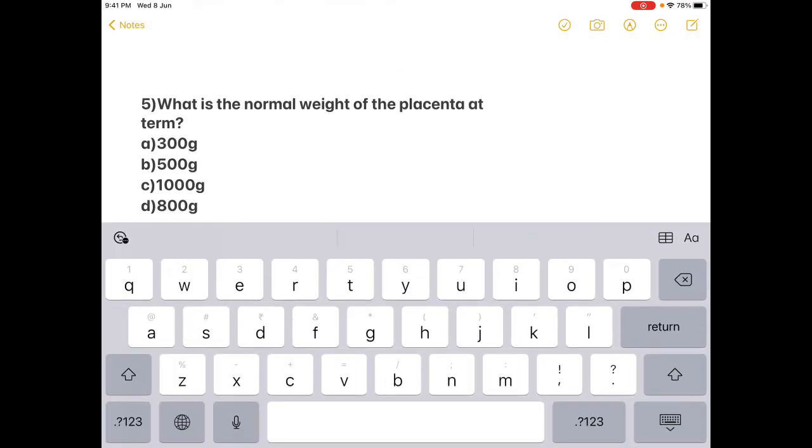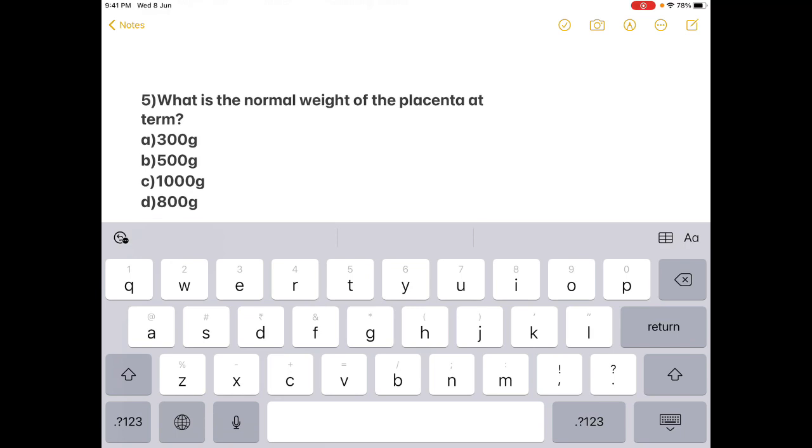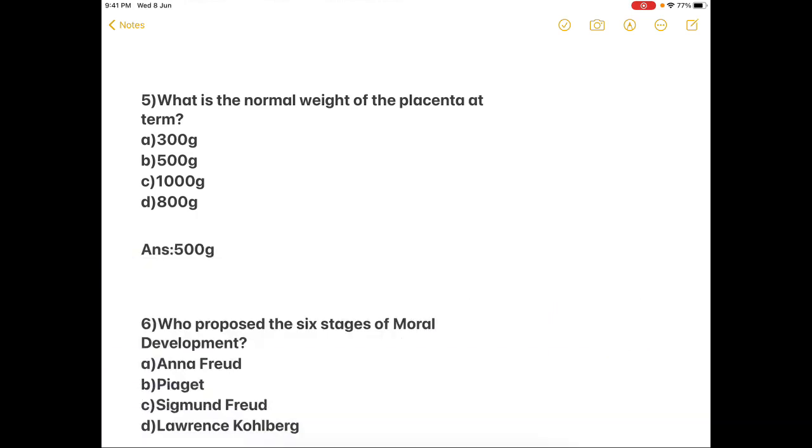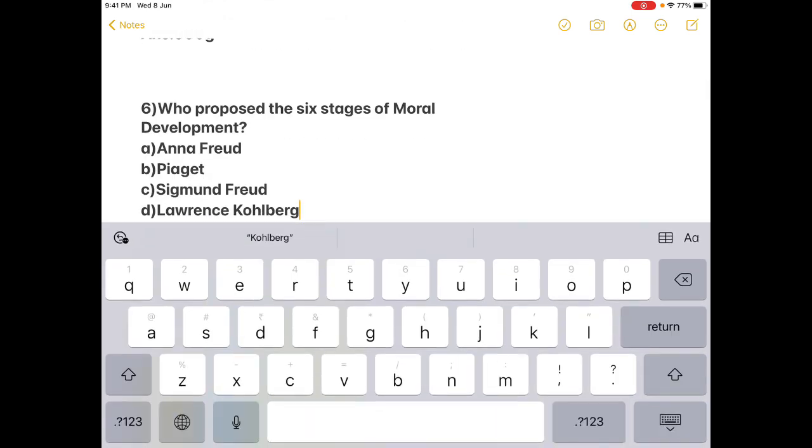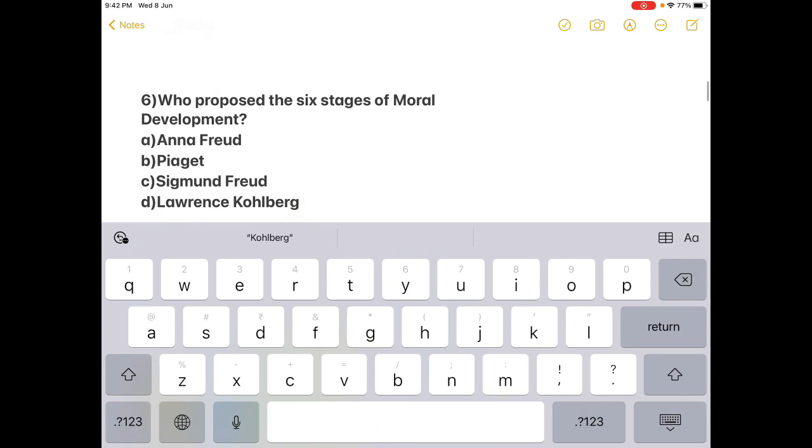What is the normal weight of the placenta at term? 300 gram, 500 gram, 1000 gram, 800 gram. The correct answer here is B, 500 gram. This is a very interesting question. I rarely see this question come in the exam, but we did study it in the first year in psychology, and in pediatrics, actually third year.